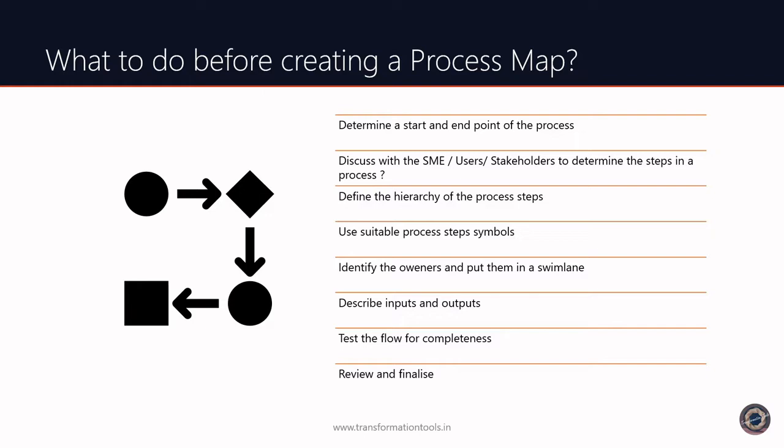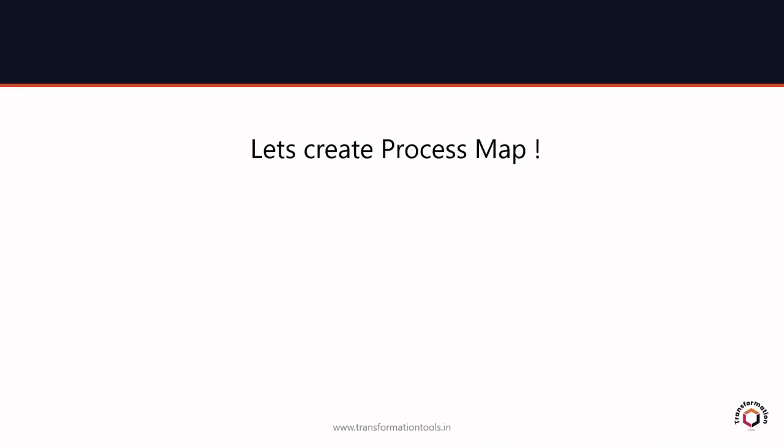Another very good practice is to put inputs and outputs. As far as possible, a step should be described with its inputs and outputs. Finally, once you have completed the process, you should look at testing the flow for completeness. The next thing is to discuss it with the SMEs, users, and stakeholders before you review and finalize the process. So now let's create a process map.